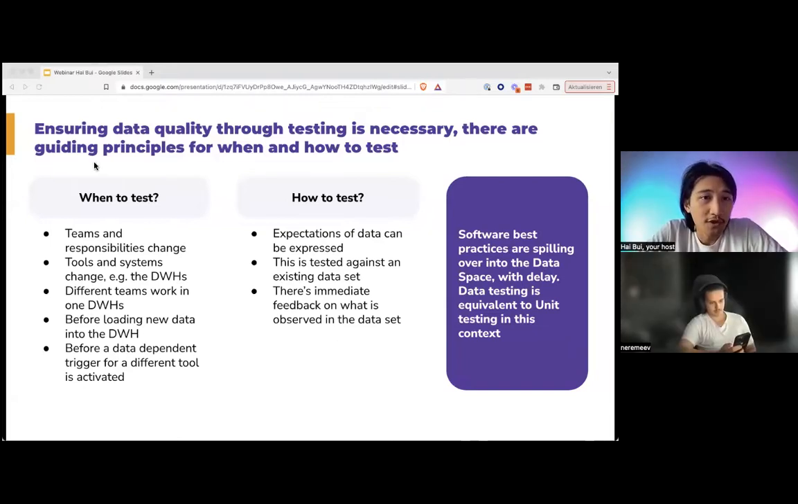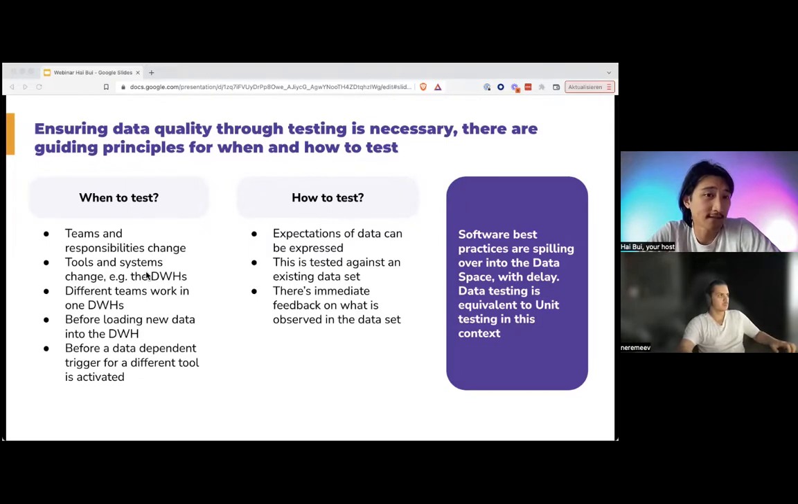So the question becomes, when do you test your data? When does it make sense to test your data? Testing makes sense when the data is not only with you, but it changes hands. So if someone else uses the same table, when you give it to someone else, you need to verify that the data is in a good state. Or when the data changes systems, so when it moves from the source to the data warehouse, or from the data warehouse to a third-party solution.